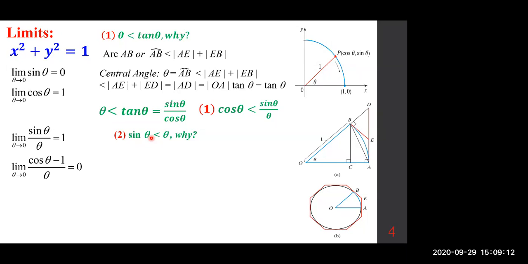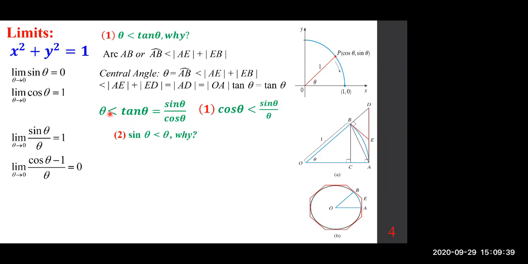Now, how do we get there? We can multiply this by cosine. And so cosine theta is less than sine theta divided by theta. What are we doing? We can multiply both sides by a positive value.